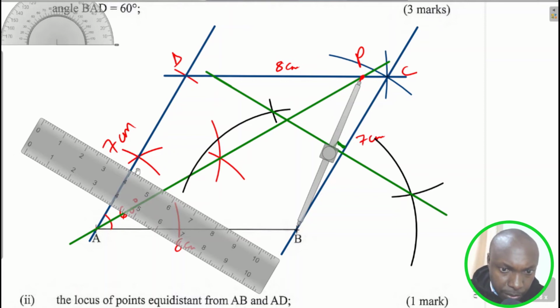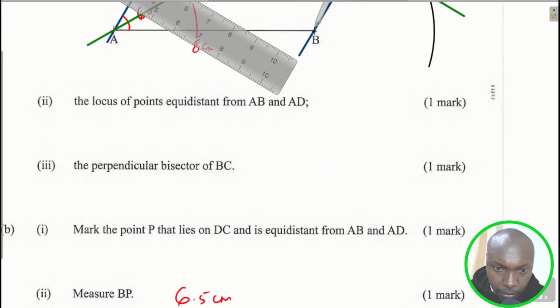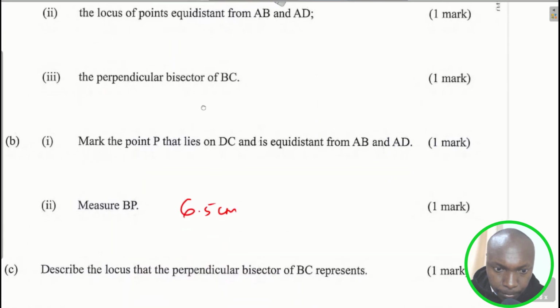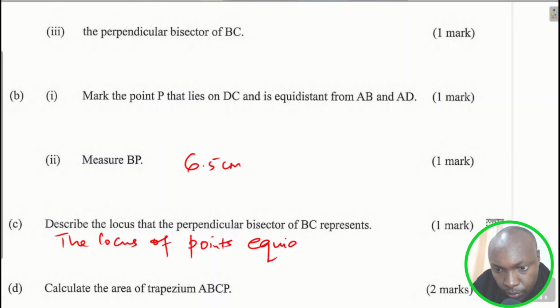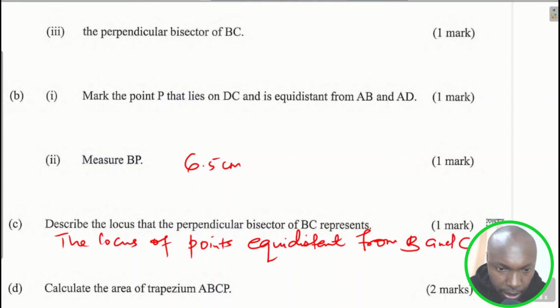So to give that description, we shall just write here that it is the locus of points equidistant from two given fixed points, that is from B and C. The locus of points equidistant from B and C.